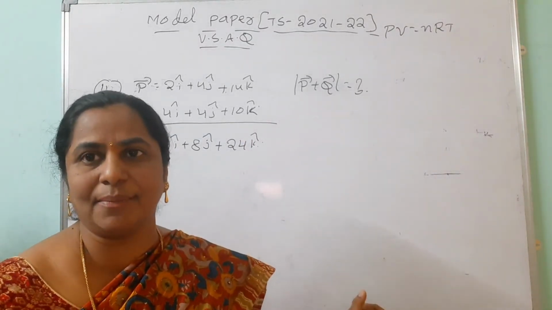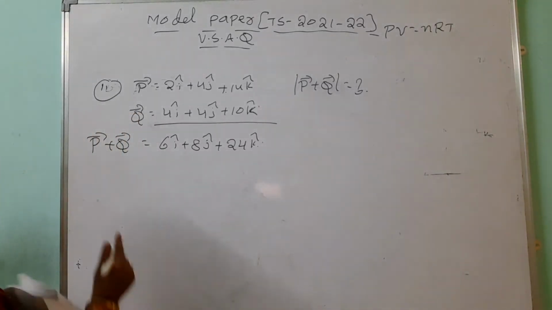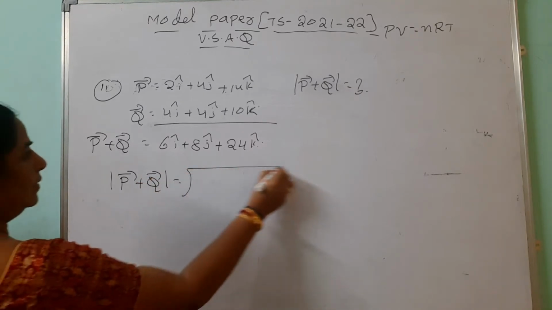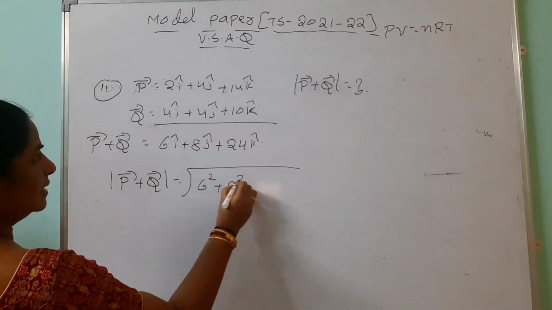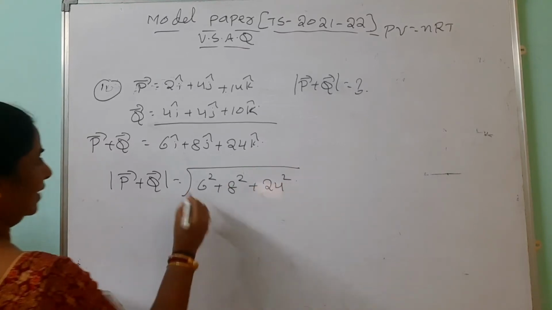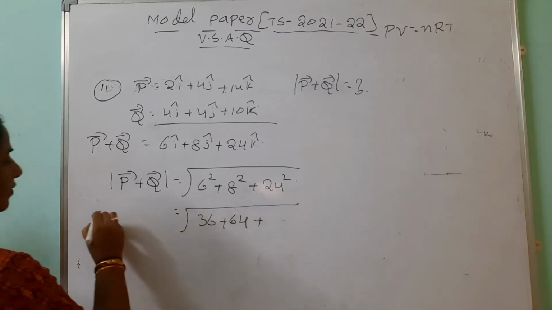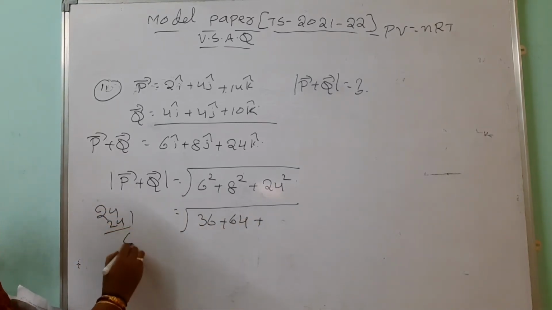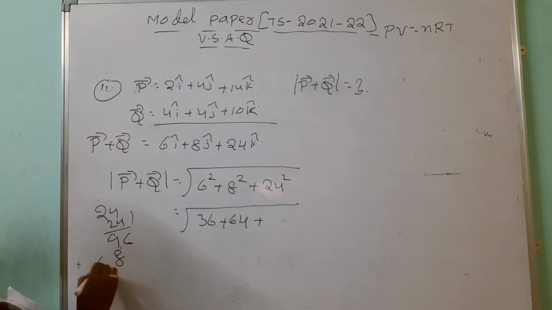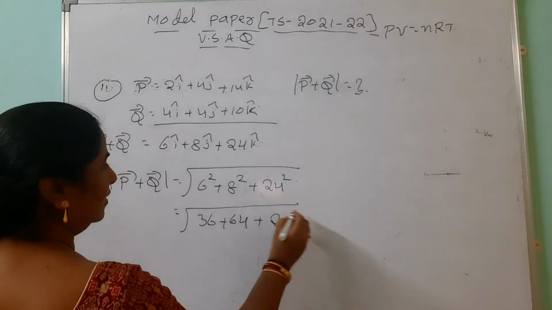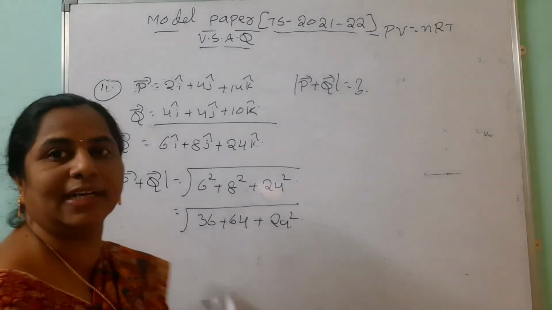Clearly they are asking what is the magnitude of this one, so we can go through the magnitude. See, the magnitude of P bar plus Q bar equals under root 6 square plus 8 square plus 24 square. So 36 plus 64, and 24 into 24 is how much? This is 576. Later you will do that. Otherwise you can leave it till here also. You will get the 2 marks.